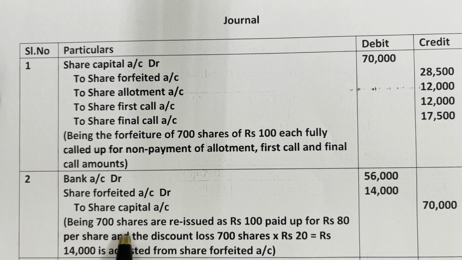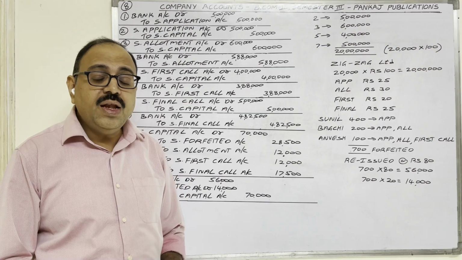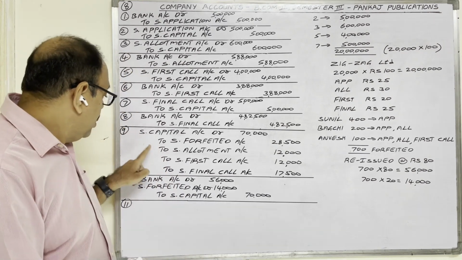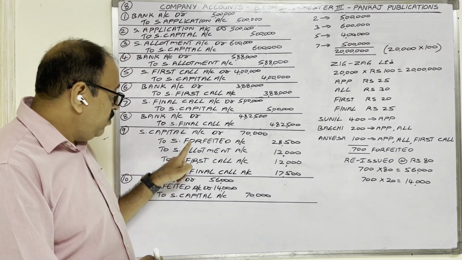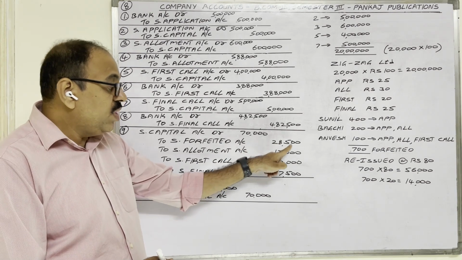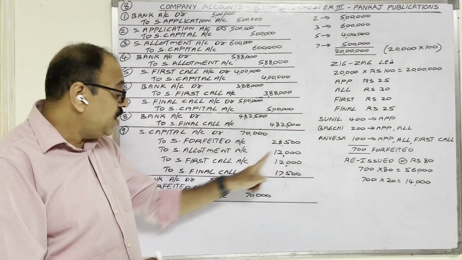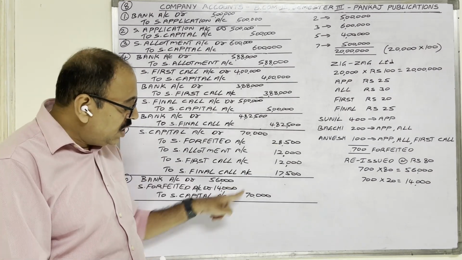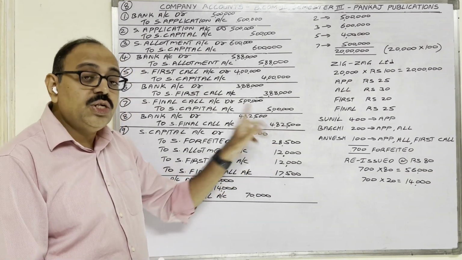Narration: being 700 shares are reissued as 100 paid up for 80 rupees per share and the discount loss 700 into 20 rupees is equal to 14,000 rupees is adjusted from share forfeited account. Finally, in share forfeited account, there is some credit balance. While writing forfeiture entry, we credited share forfeited account with 28,500. While writing reissue entry, we debited forfeited account with 14,000. So there is a balance of 14,500 in share forfeited account.